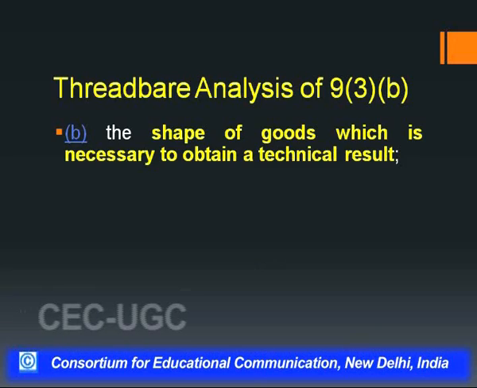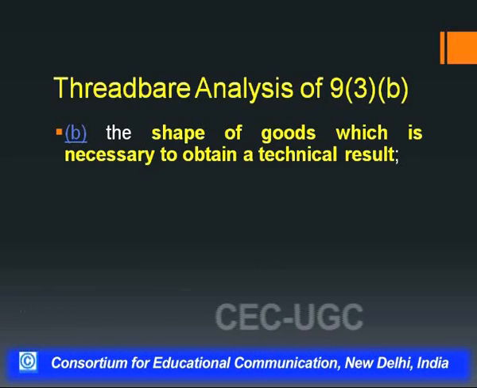Well, if we go ahead with the discussion or analysis of 9(3)(b), friends, I have told you that this prohibition covered under 9(3)(b) is again a prohibition which is premised on some rationale, on some logic. Let us see what this 9(3)(b) reads. It says, the shape of goods which is necessary to obtain a technical result. That shape cannot be given a registration. That kind of shape shall not be registered by the trademark registrar.